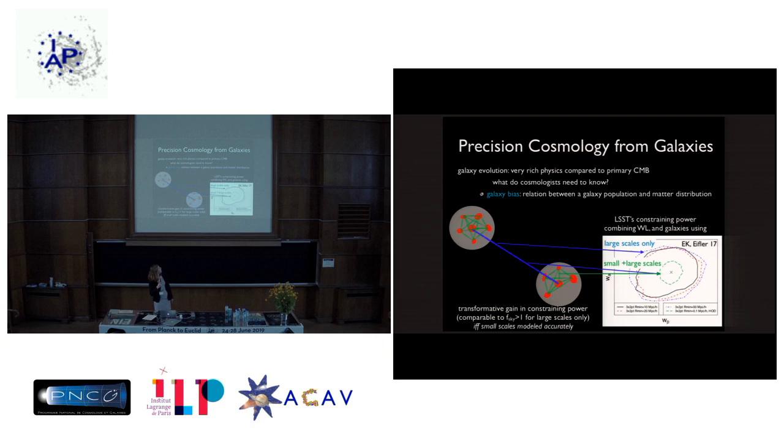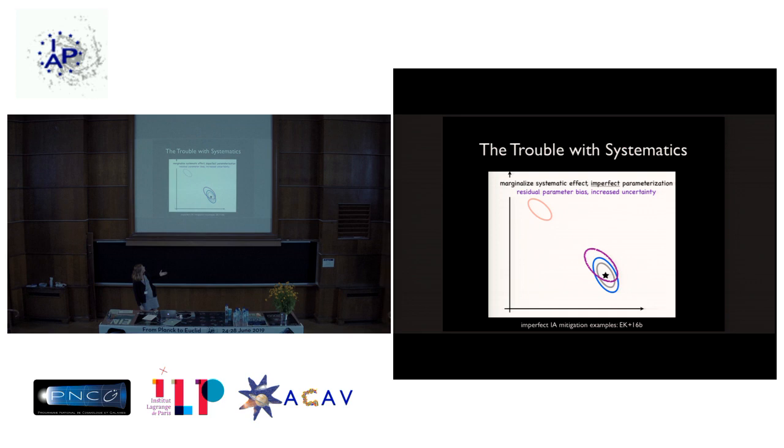However, these models are complicated. So realistically, we might end up in a situation like this, where we approximately recover the true parameters with some penalty for marginalizing over additional systematics and a slight parameter bias.